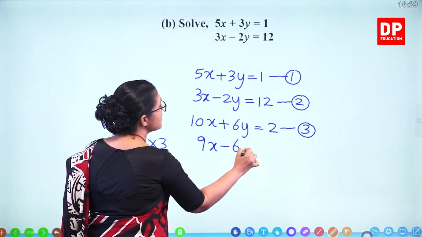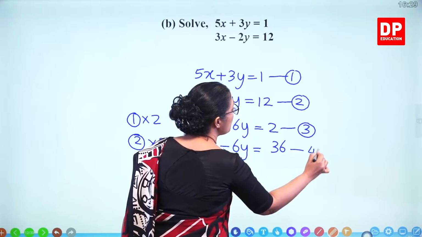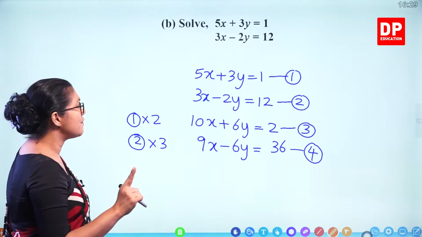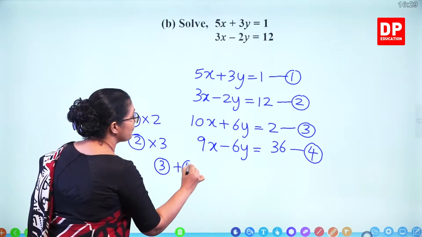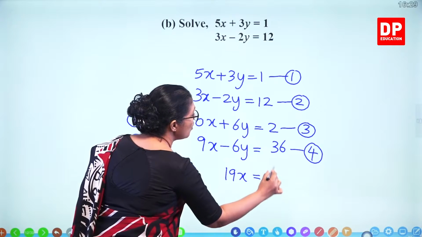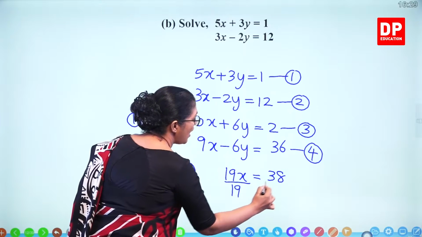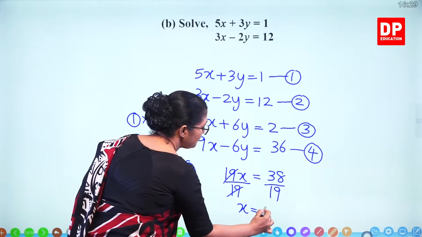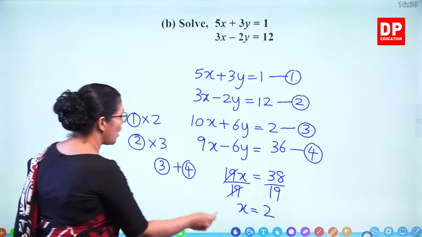9x minus 6y equals 36. That's the fourth one. Now, same coefficient but the signs are different, so you can add it. 3 plus 4, 10 plus 9. 19x is equal to 38. So, what's x? Divide by 19. X becomes 2.